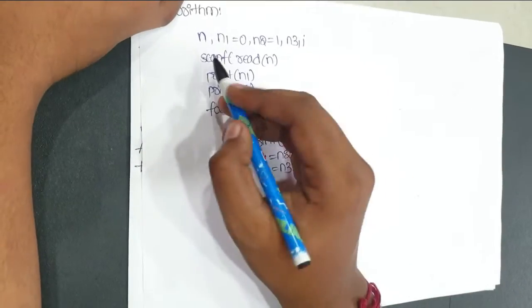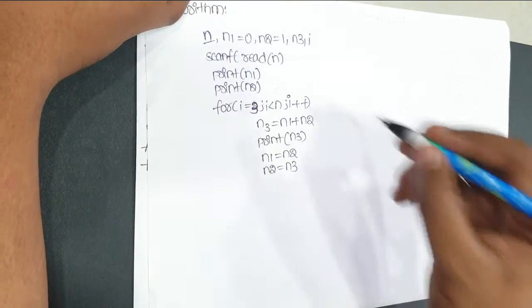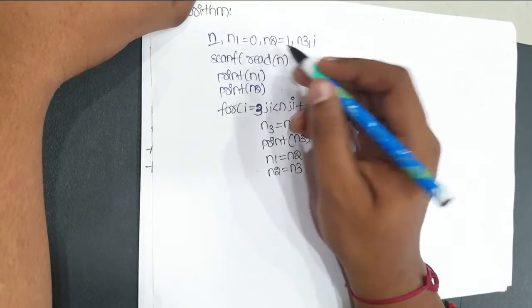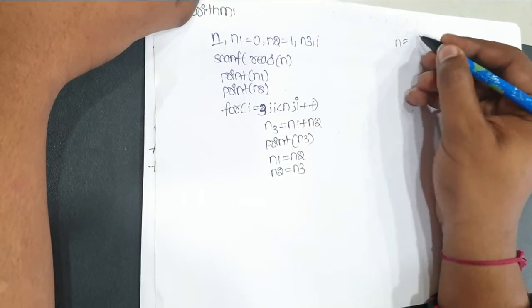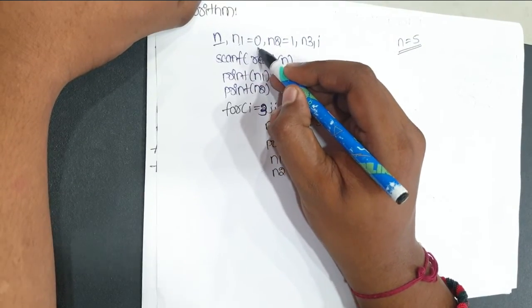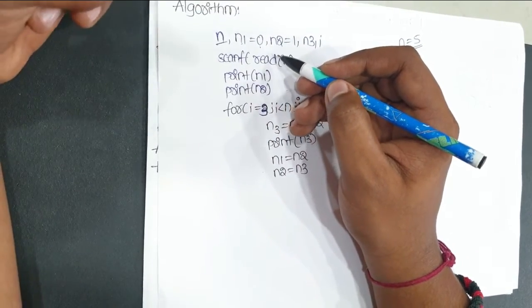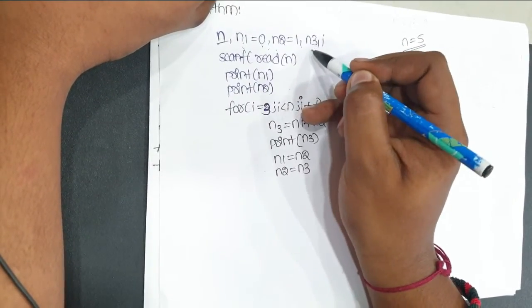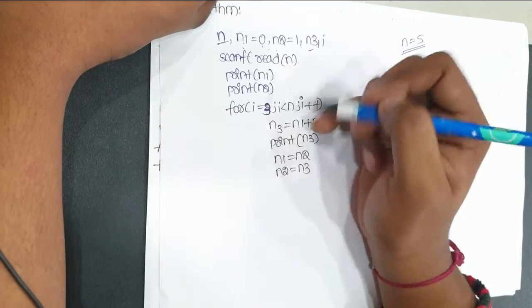You can see, first of all, n. What is n? We need to read one n, because it tells how many values are to be printed. For example, if I give n is equal to 5, we need to print 5 values. n1 is equal to 0. As I told before, the two numbers are predefined, 0 and 1. n1 is equal to 0, n2 is equal to 1, n3 is equal to n1 plus n2. I will write this in the code.